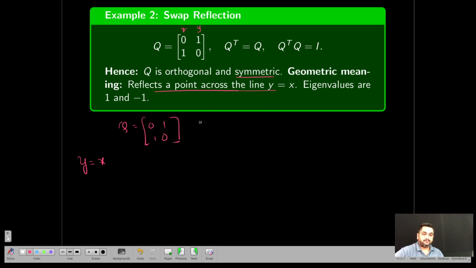So again, eigenvalues will be plus or minus 1. This again reflects a point across the line y equal to x. So this line y equal to x is like this. So if the point is here, you get one reflection here. That is the meaning. When you apply this to problems, you'll understand it.